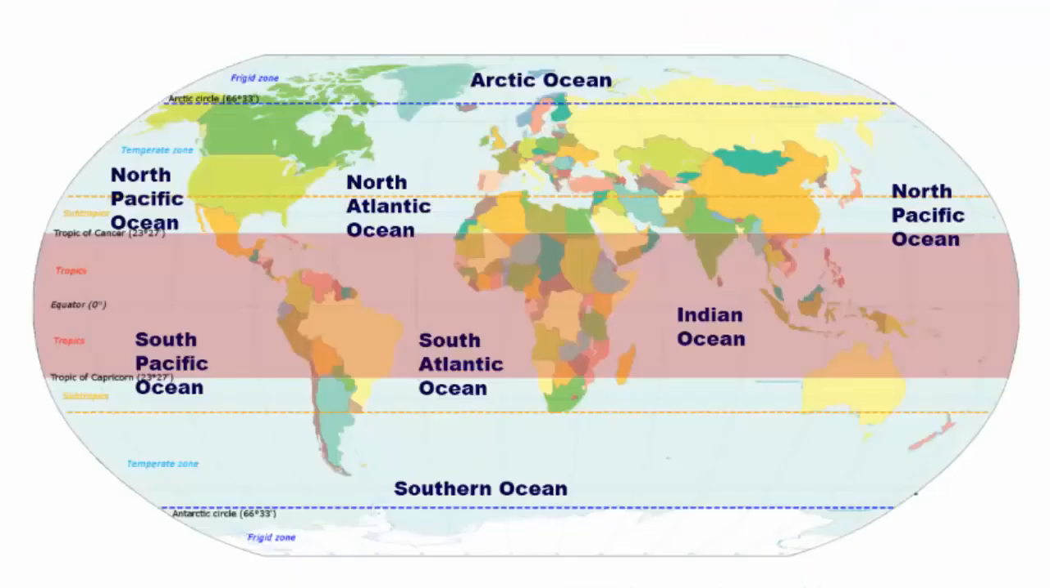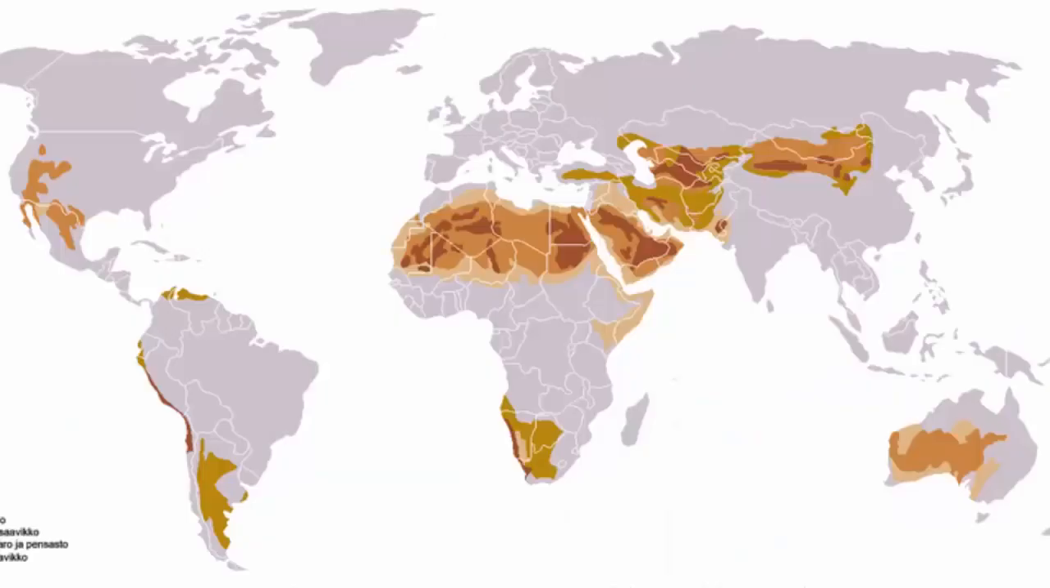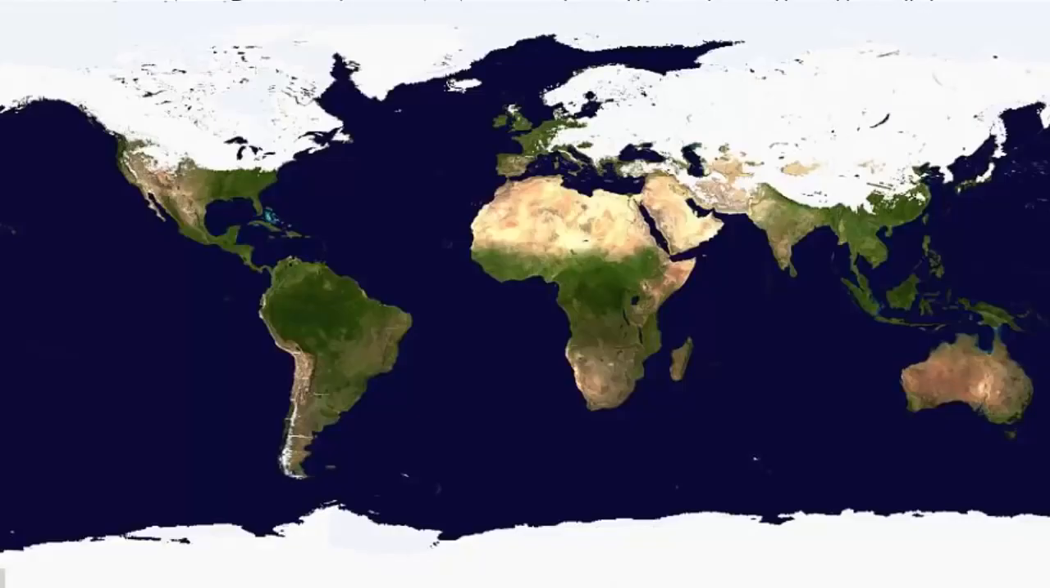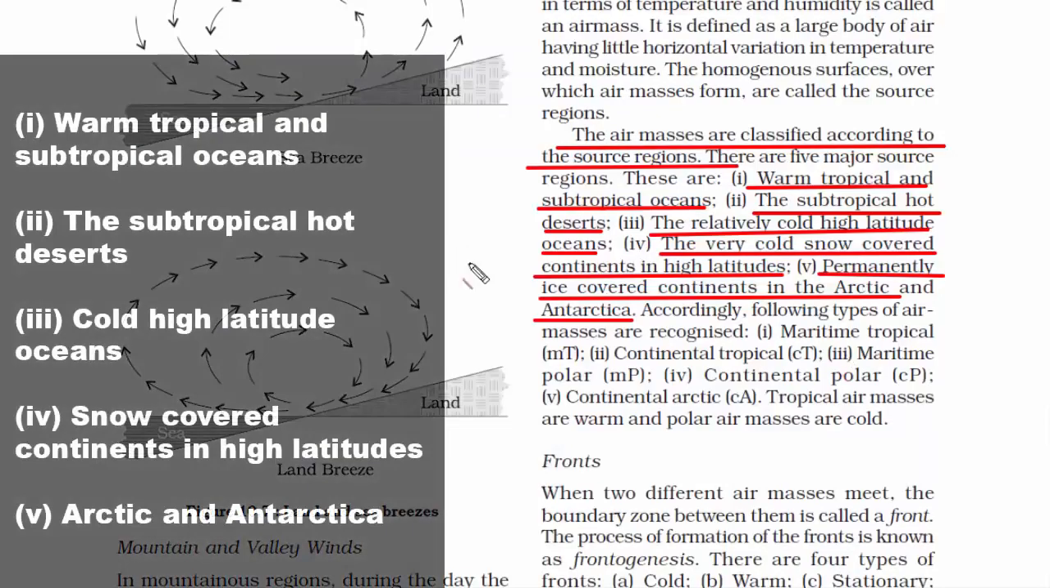The first one is warm tropical and subtropical oceans, these regions. Then we have subtropical hot deserts over here. The next one is cold high latitude ocean. The next one is extreme cold snow covered continents in high latitude. So all these places. And the last one is permanently ice covered continents, which are the polar regions of Arctic Circle and Antarctica. So these are the 5 major source regions for the formation of air masses.